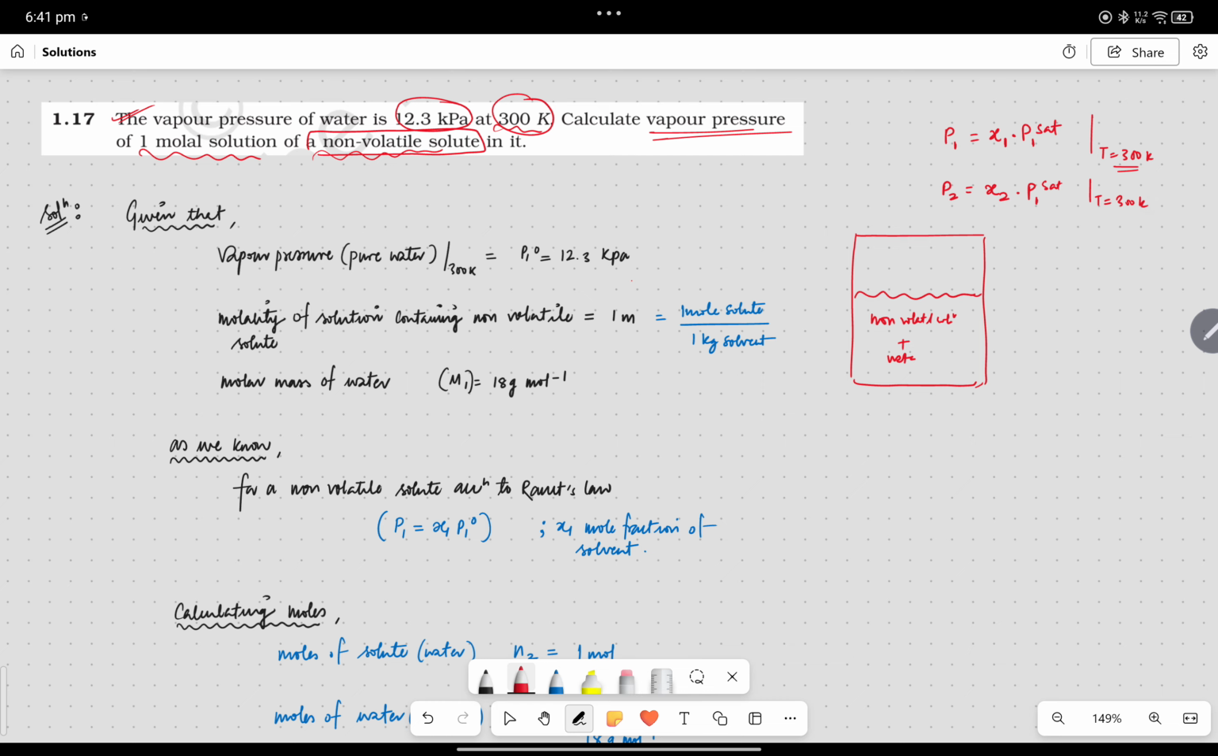So this is it. Now what happens when you take non-volatile solute in the solution? Suppose this is the vapor pressure that is exerted by the second component, and suppose the non-volatile solute is the second component. So the partial pressure because of this non-volatile solute is 0. Why? Because that non-volatile solute is not going to vaporize.